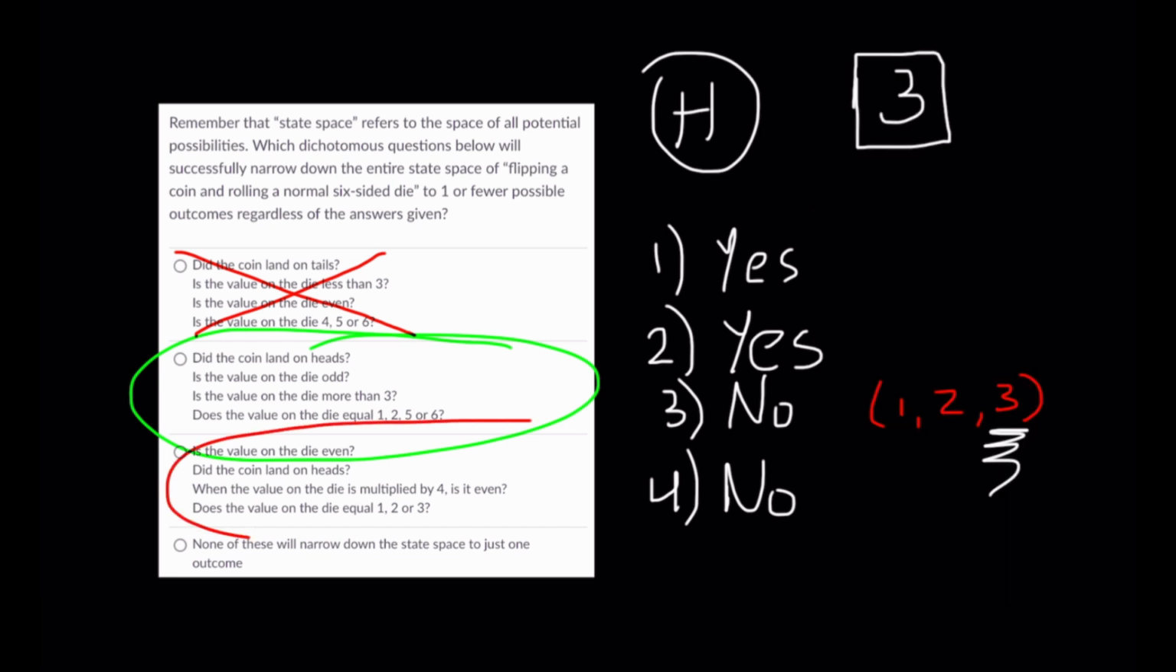This one right here would be wrong because that question would be very useless. There's no point in asking that question, and it wouldn't work because multiplying by 4 still keeps it even, and it already asks if the value on the die is even. Multiplying any number by 4 is going to keep it even because 4 is an even number. If it's a multiple of 4, then it's even, because you keep increasing by 4. It would still be even. So that's how you solve that question.